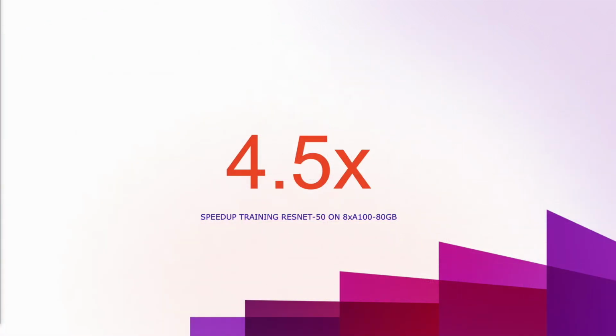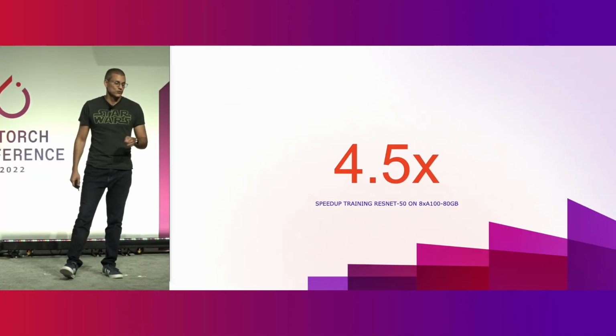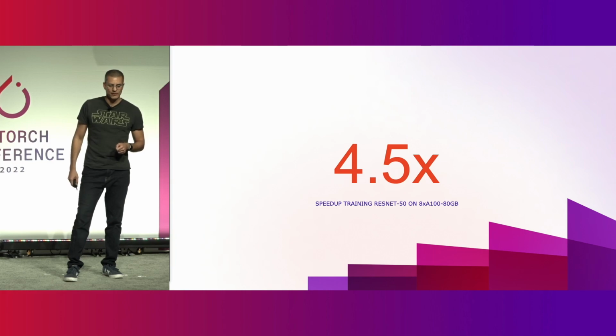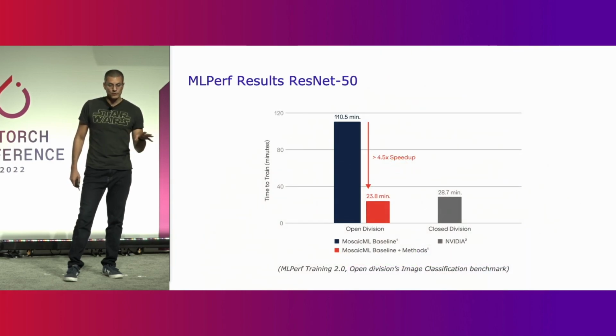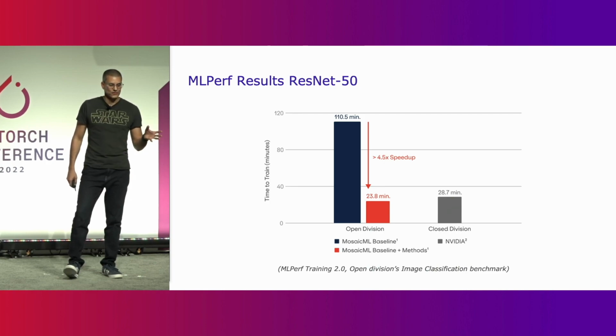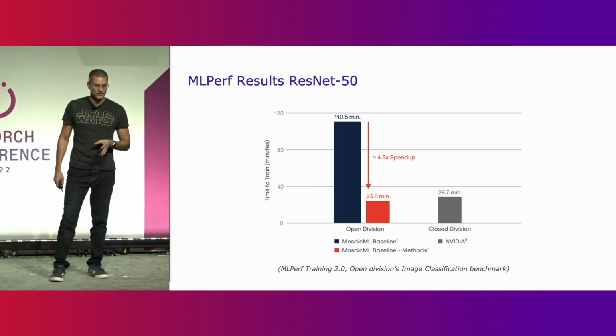Using Composer to train ResNet 50 with a set of Composer optimizations delivers a 4.4x speedup on training speed running on 8 A100 GPUs. And this result was actually submitted to MLPerf and was actually faster than NVIDIA's own highly optimized training, which was also submitted to MLPerf.